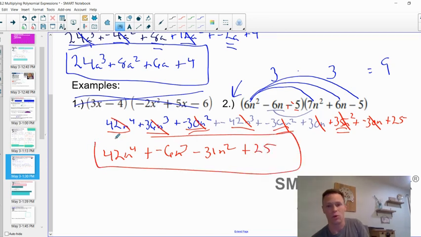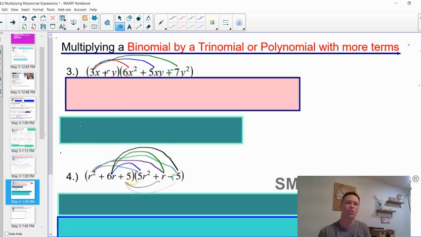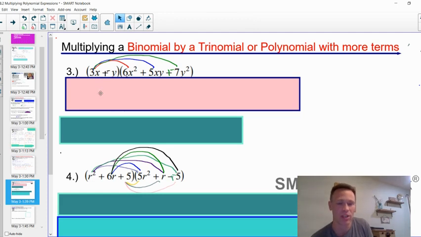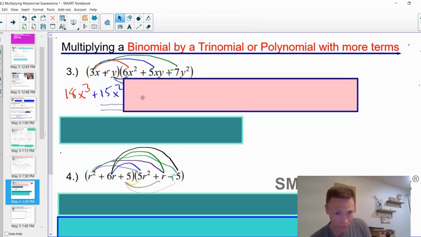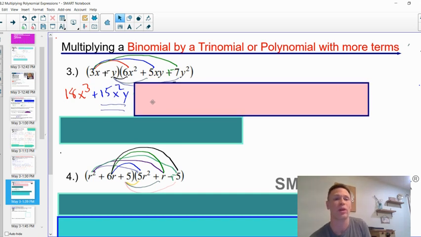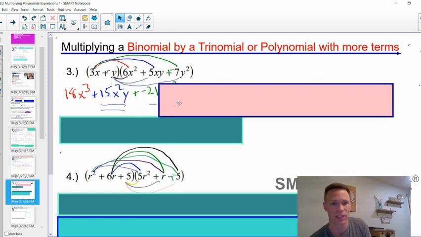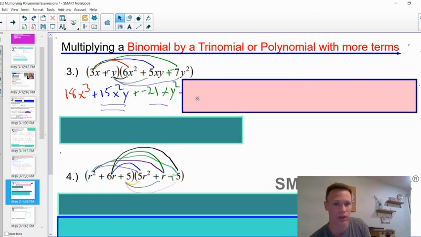All right, so that's what those examples look like, okay? So I'm not going to make you guys watch me again do those. But again, here I have a binomial times a trinomial. So 3x times the 6x squared, 18x to the 3rd. 3x times the 5xy, that's going to be 15x squared y. 3x times the -7y squared, that's going to give me -21xy squared.